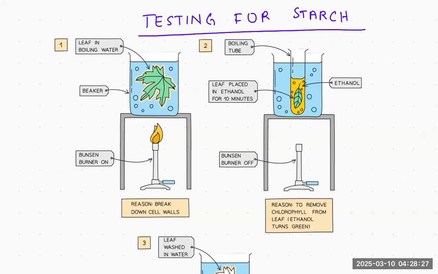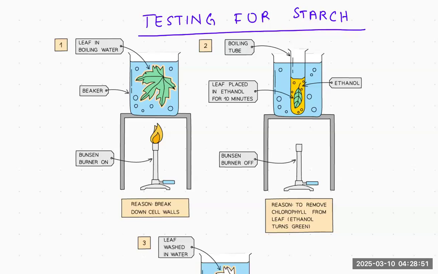Why? Because this is what the examiners will ask you, especially in paper 6. Why do we need to boil it? The reason is to break down the cell wall. We have to break down the cell wall to be able to test for starch. Step number two, you will then place that leaf in ethanol and boil it again.